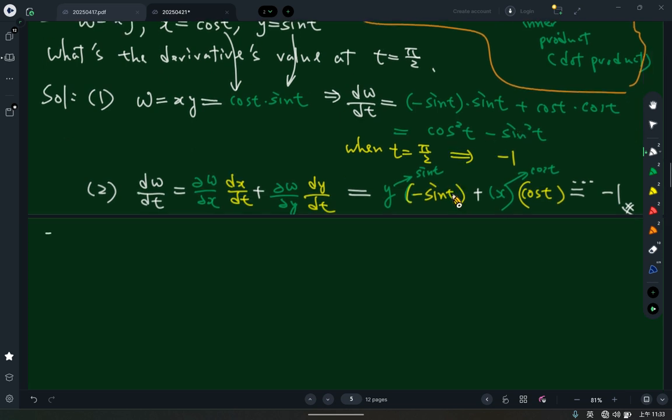Then, if w is equal to f of x, y, z, but this time x is equal to g of r, s, y is equal to h of r, s, and z is equal to k of r, s.